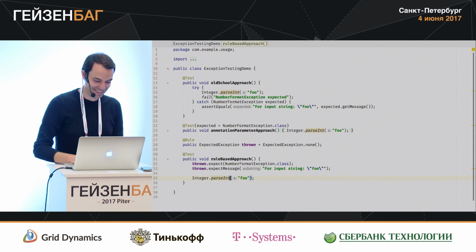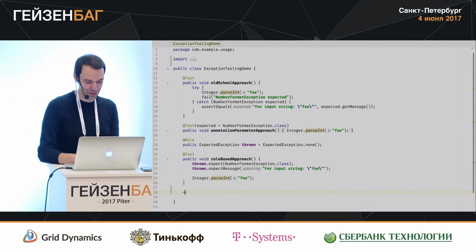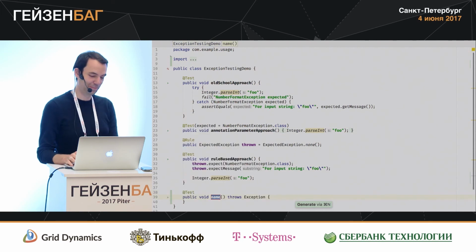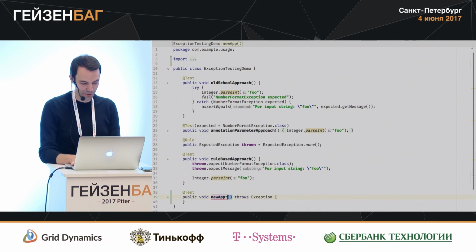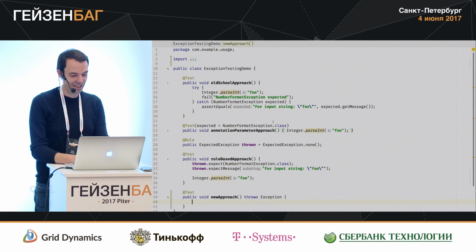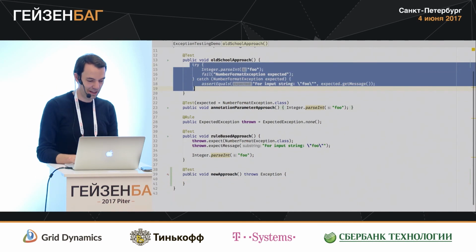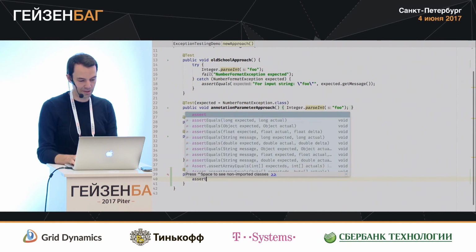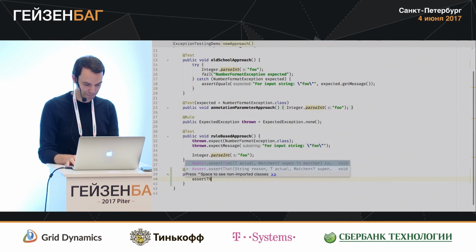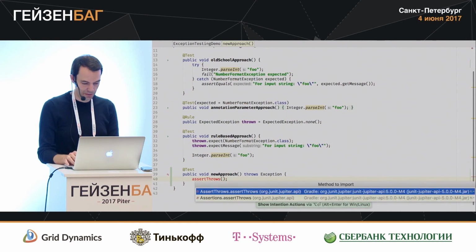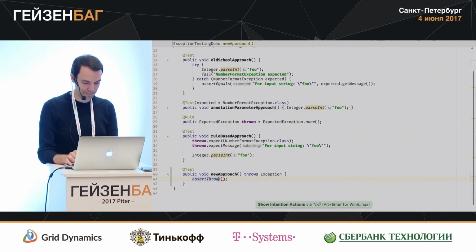I'm going to show you. And this is the only way you will need in the future. So that's why we added a new way. Okay, so the new approach looks like this. Basically, it's kind of like this, but it's a new assertion. It's called assertThrows. And I need to import that from the Assertions class.